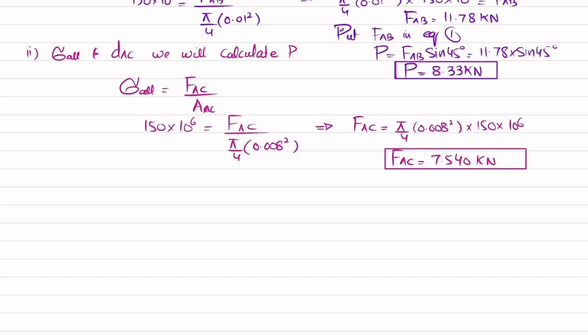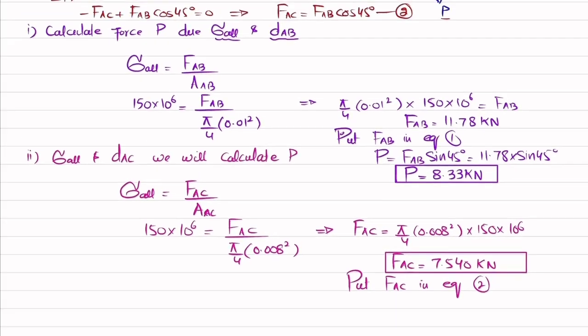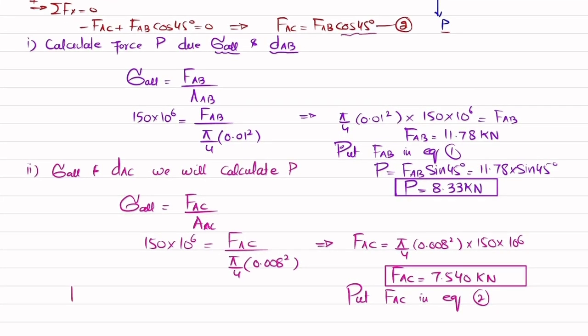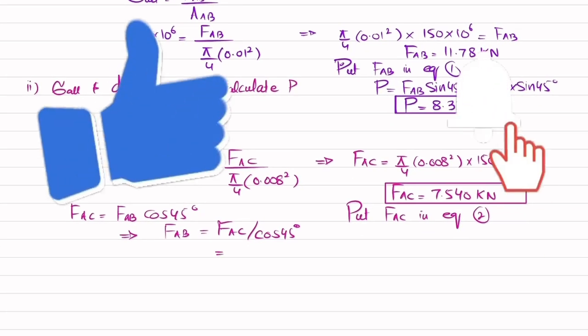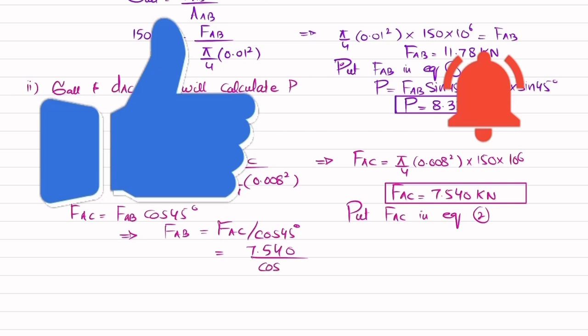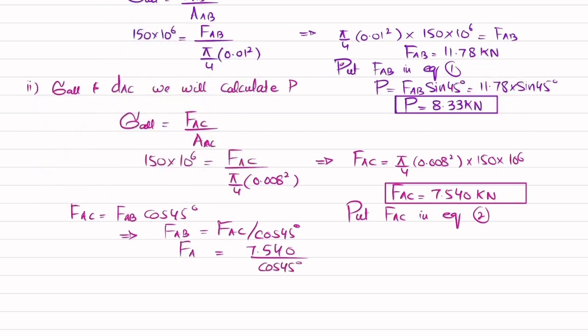Now put FAC in equation number 2. What is equation number 2? Equation number 2 is this one. FAC will be equal to FAB cos of 45 degree, and from here we will get FAB is equal to FAC divided by cos of 45 degree. So put the value 7.540 divided by cos of 45 degree, and it will give you FAB. Why are we calculating FAB? So this FAB will be equal to 10.66 kilonewton.